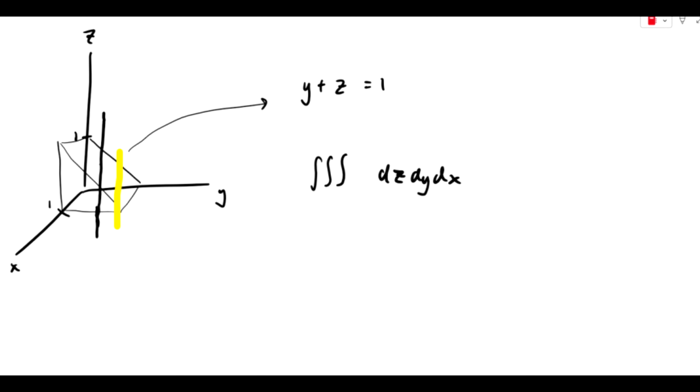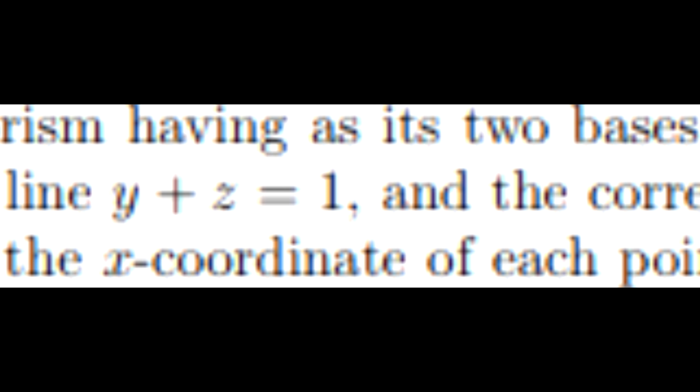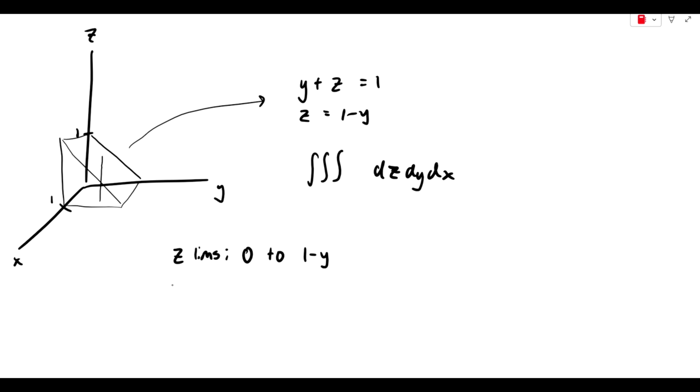The problem stated earlier that the prism is bounded by the line y plus z equals 1. To get this in terms of z, we can rewrite the equation as z equals 1 minus y, after subtracting y from both sides. So now we can see that our z limits go from 0 to 1 minus y. Sometimes limits can be functions in terms of the variables that'll be integrated next.